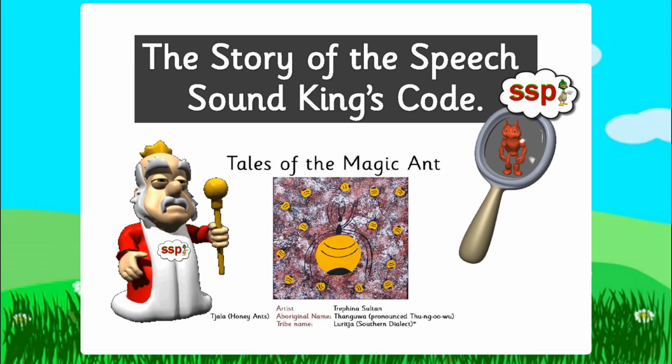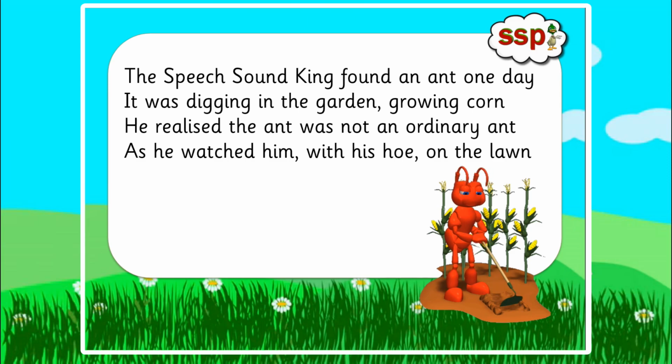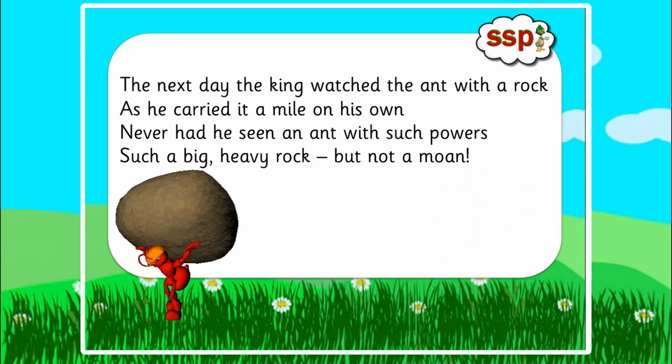It's all about sending the ant to the prince far, far away, but the king had to send a message, and there were no telephones at that time. The Speech Sound King found an ant one day. It was digging in the garden, growing corn. He realized the ant was not an ordinary ant as he watched him with his hoe on the lawn. The next day the king watched the ant with a rock as he carried it a mile on his own. Never had he seen an ant with such powers, such a big, heavy rock, but not a moan.